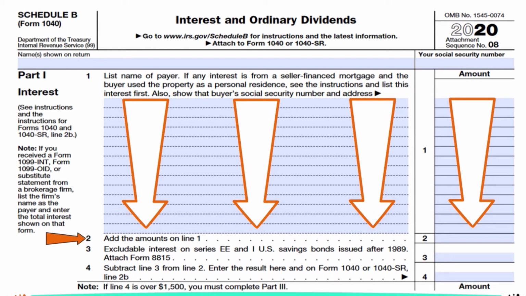And line 3, you need to write the amount. You can see it here on the screen. So you need to write the amount of interest from U.S. savings bonds that you are excluding from your income. If you do have interest to exclude, you will also need to complete Form 8815. And you want to subtract line 3, the excludable interest, from line 2, the total interest, and write the answer on line 4. And the value on line 4 of Schedule B also goes on line 2B of your Form 1040 or 1040-SR.